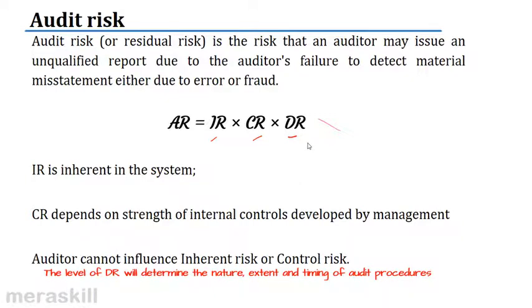So, based on the control risk, the auditor will decide what should be his detection risk. And based on the detection risk, he will determine the timing of his audit, extent of his audit, the size of his samples, etc.